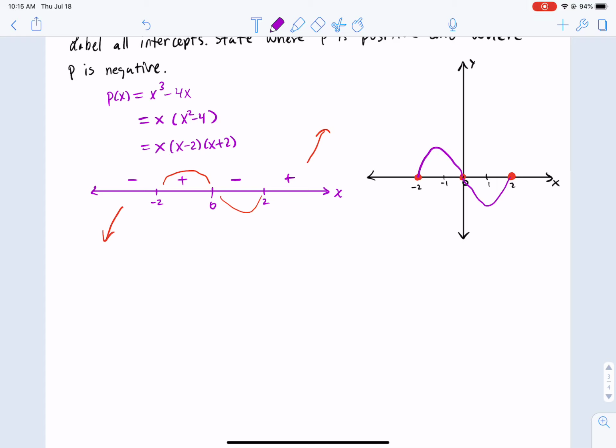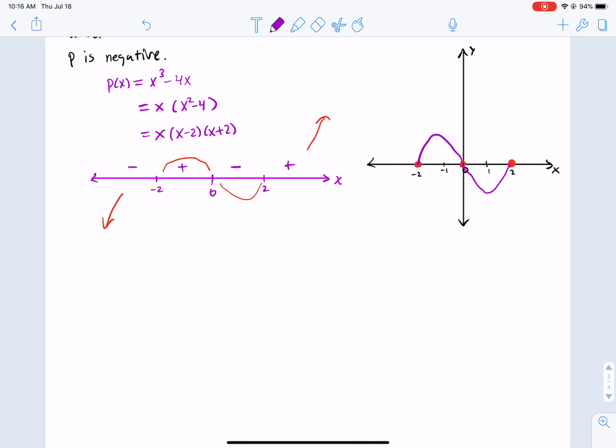You see at 0, I didn't make it tangent like we did yesterday. Yesterday we made it tangent because of the power. It will cross the x-axis, but here the power for this one is 1. Every time the power is 1, it's never going to be tangent. It's just going to cross it. Then after 2, this function will keep increasing. Before negative 2, the function will keep decreasing, heading down that way.